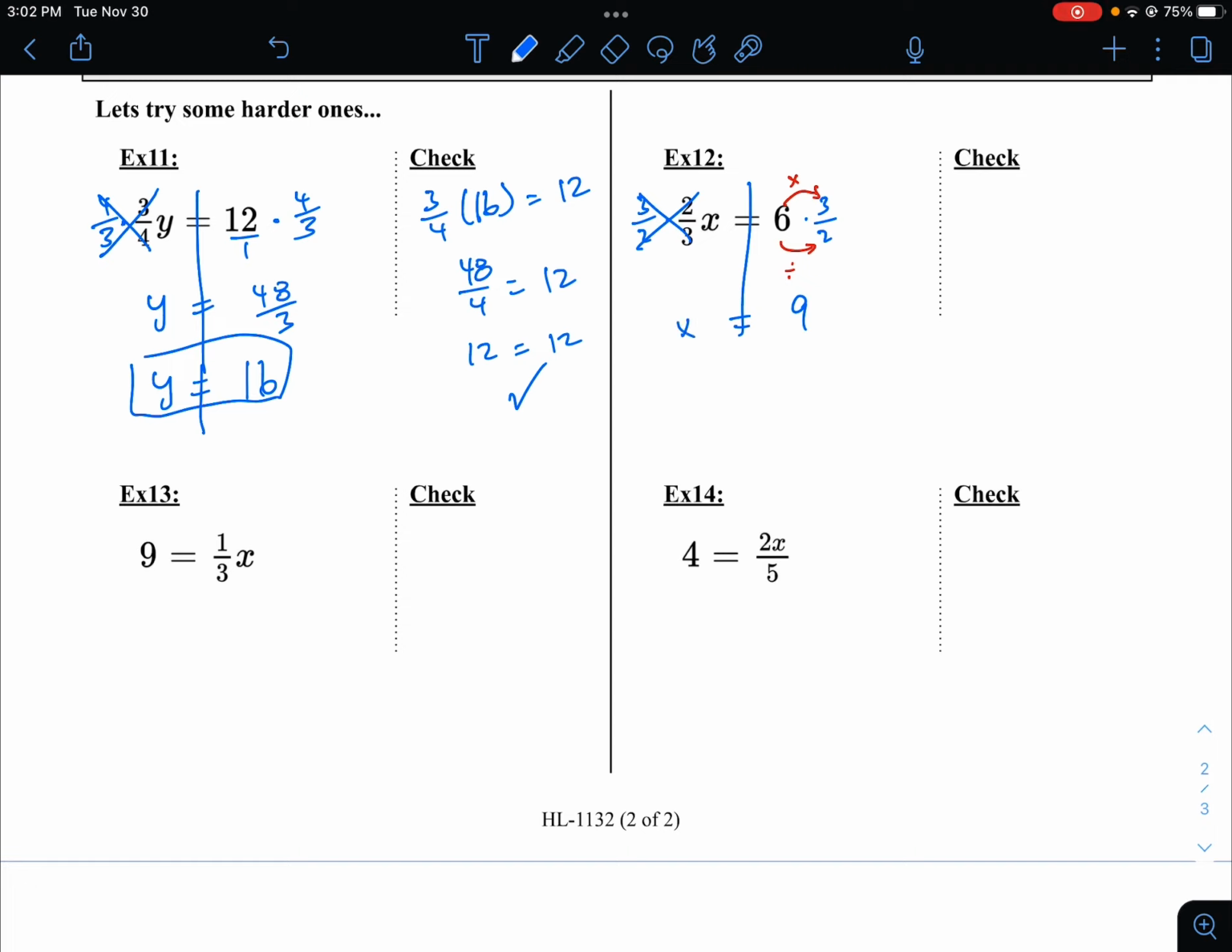So x equals 9. So let's see if that is true. Does 2/3 times 9 equal 6? Well, 9 divided by 3 is 3, times 2 is 6. Yes, the answer checks out. Let's try number 13.